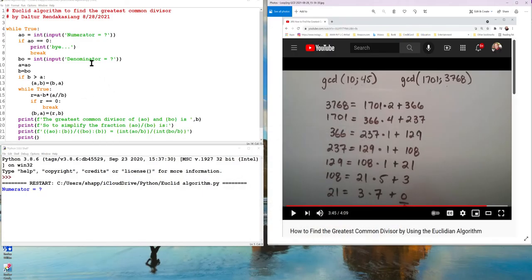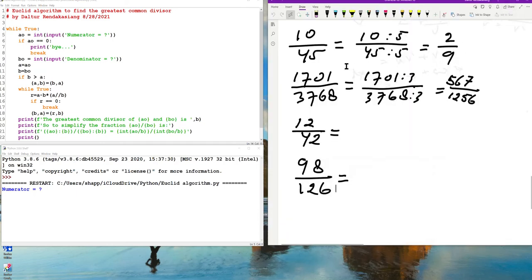Okay, this is the Python code that I made, and this is the loop in the Python code for this process. With this program we will get the greatest common divisor of two numbers instantly. In the video there is 10 over 45 and 1701 over 3768, and let's try it here.